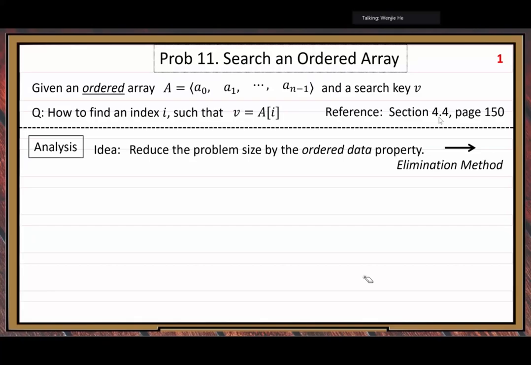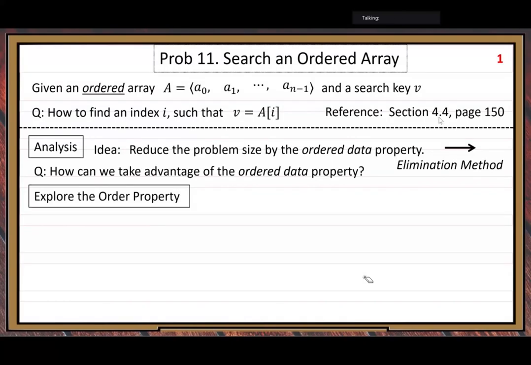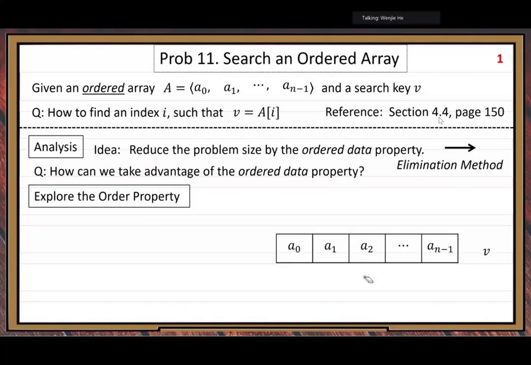Let's look at the details. So we need to find a simple way to help us take advantage of this ordered data property. All right, so let's take a closer view on our data. Ascending order. So here, let's draw a simple diagram. Our data, the elements in the given array in ascending order here.